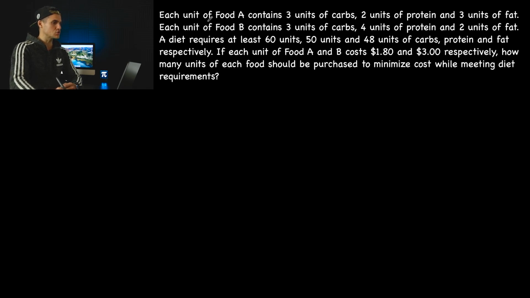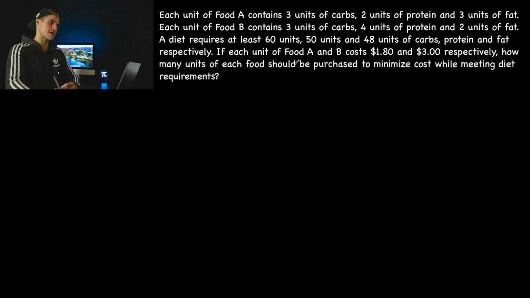So we're told that each unit of food A contains 3 units of carbs, 2 units of protein, and 3 units of fat. Each unit of food B contains 3 units of carbs, 4 units of protein, and 2 units of fat. A diet requires at least 60 units, 50 units, and 48 units of carbs, protein, and fat respectively. If each unit of food A and B costs $1.80 and $3 respectively, how many units of each food should be purchased to minimize costs while meeting diet requirements? Okay, so as usual, lots going on here.